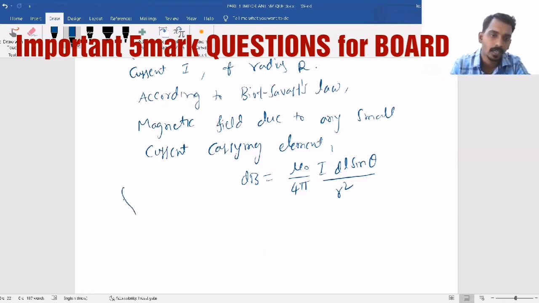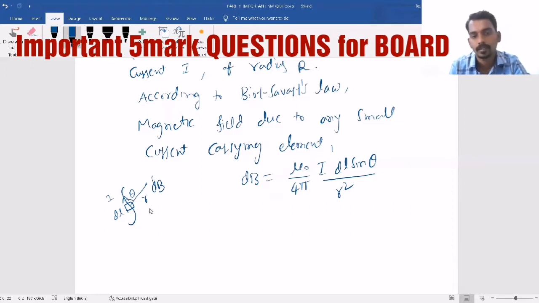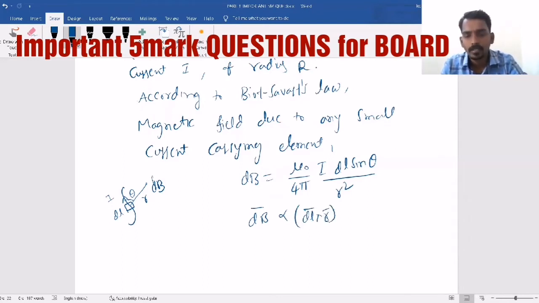Just like, see, this is one current carrying element. Now when you consider a small portion of length dl at any distance r, now this is the theta, then here magnetic field is dB. Now here dB bar is proportional to dl bar cross r bar, means it is perpendicular to the plane containing length vector along the current direction and position r bar, because it is the cross product of both of them. So this is the thing.